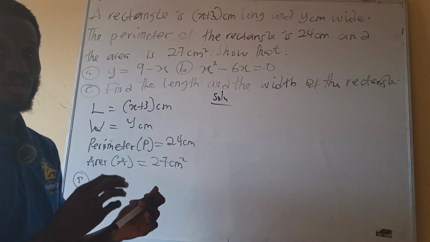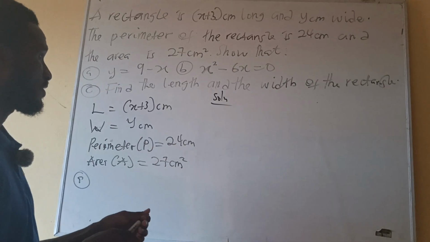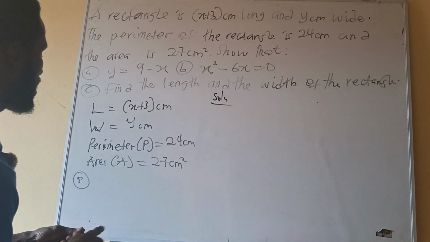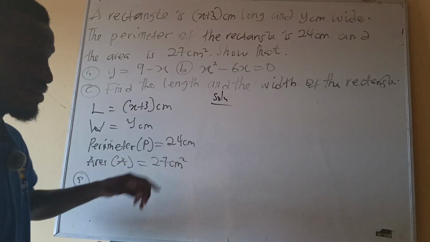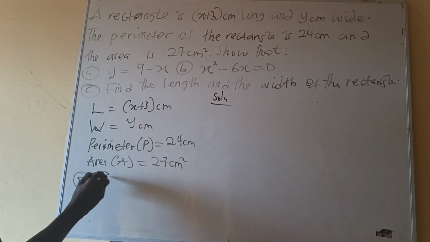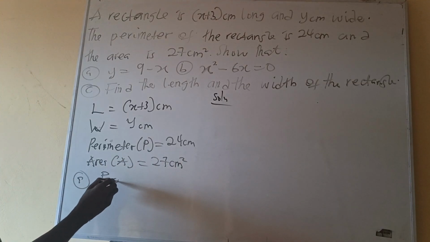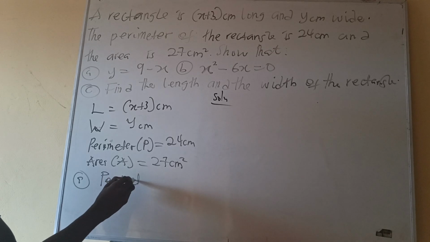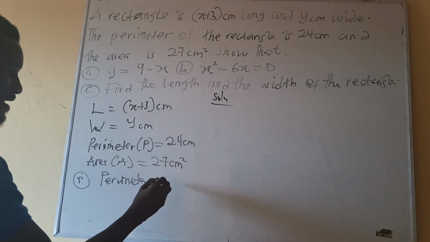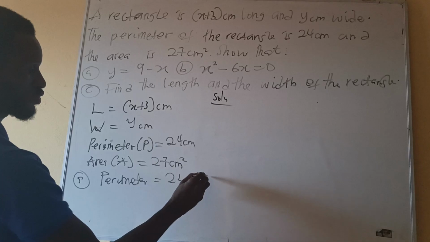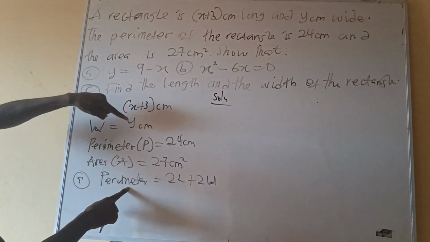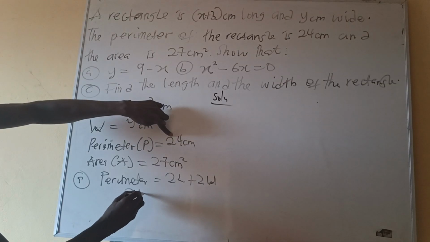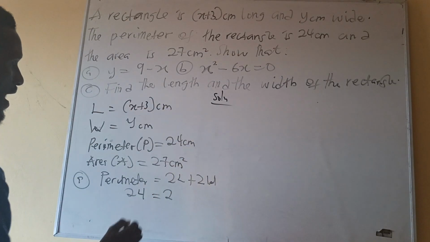Now the board is too small, so I'll be cleaning while solving. Y is equal to 9 minus x. So let's see. From the question, the perimeter was given as 24. So I'm going to continue. Perimeter. Don't forget the perimeter is 2L plus 2W. I just showed it. Now the perimeter in the question was given to be 24. So I'm going to write 24 is equal to 2L.